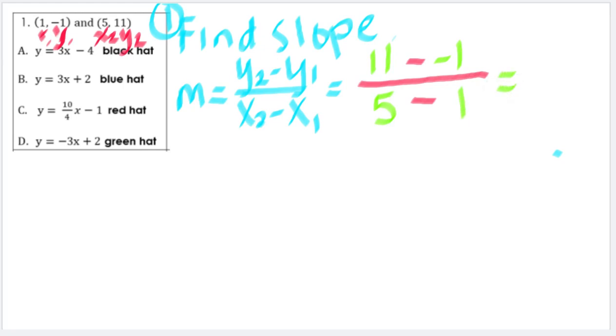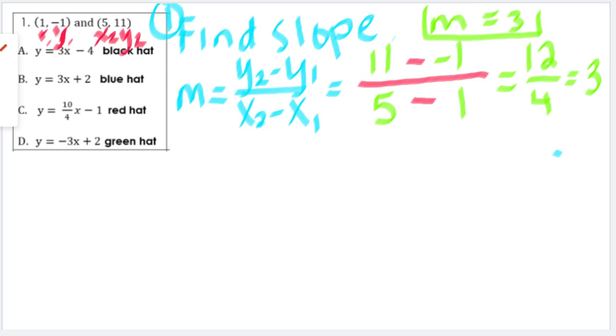So 11 minus -1 is 12. 5 minus 1 is 4. 12 divided by 4 is 3. So my slope is 3. And I'm going to need that to write the equation of the line in my last step.